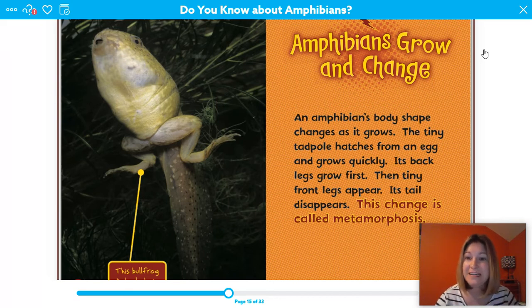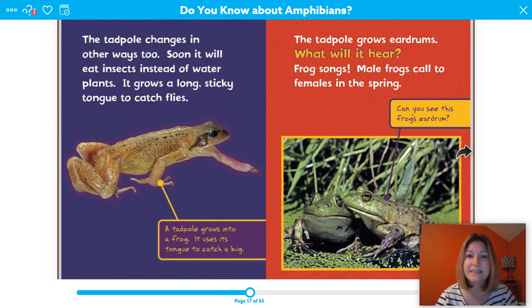So if you'll notice in our paragraph, we have some special type. These words, or the sentence, this change is called metamorphosis. First of all, it's a little bit larger, but it's also in a different color. And so the author is letting us know this is really important. This is something you need to know. So now I think we're probably going to learn more about metamorphosis.